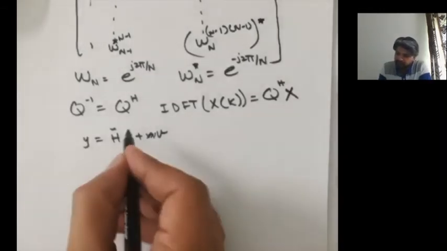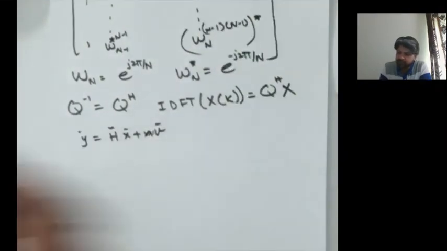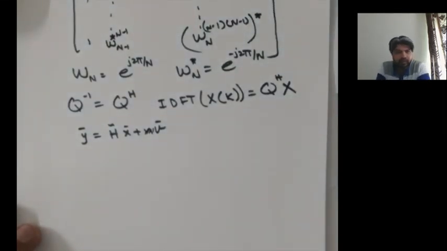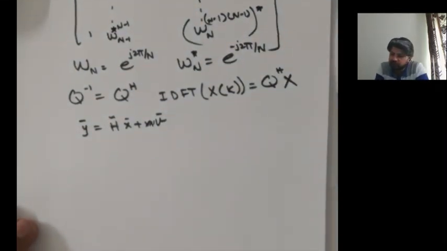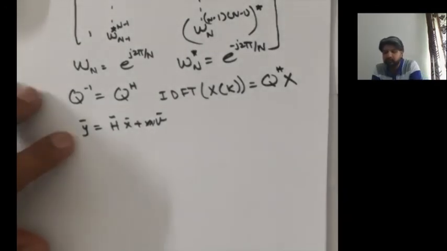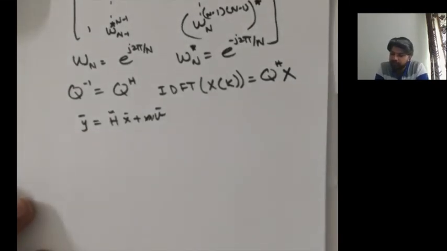Where this H is a circulant matrix, this x is a vector, this v is a vector, this y is a vector, right? At the receiving end, that is what you receive. These are the time domain samples. So at the receiving end, after doing this parallel to serial conversion, after removing the cyclic prefix, which is already removed here in this y vector, you do what? You compute the fast Fourier transform of this vector.